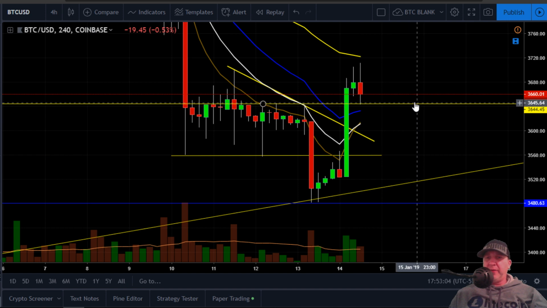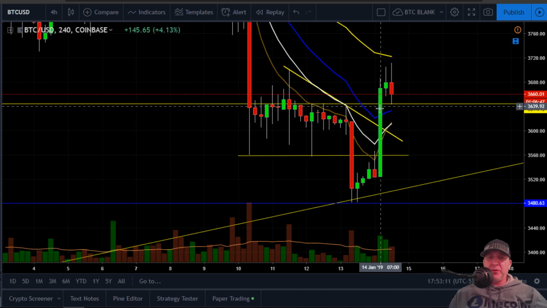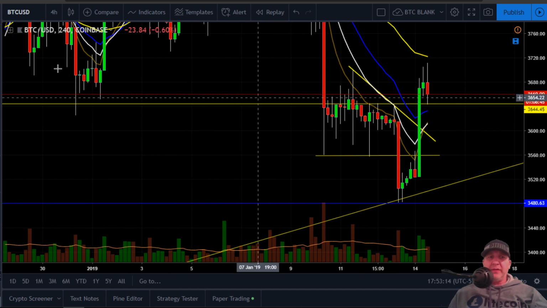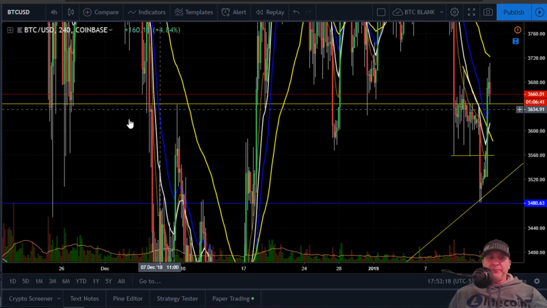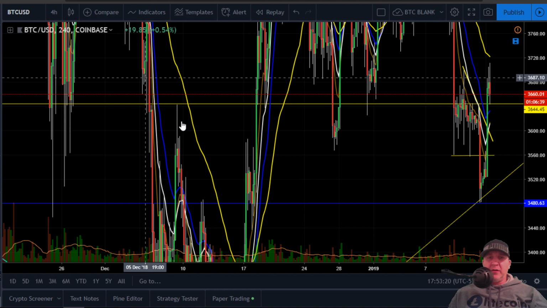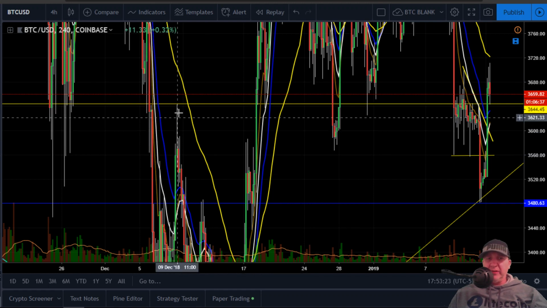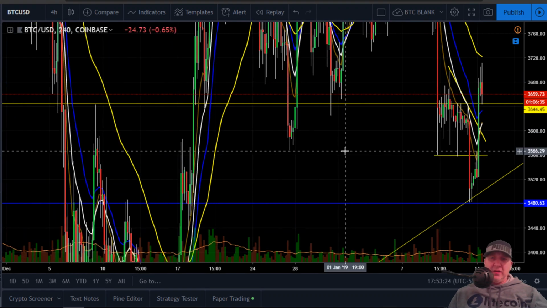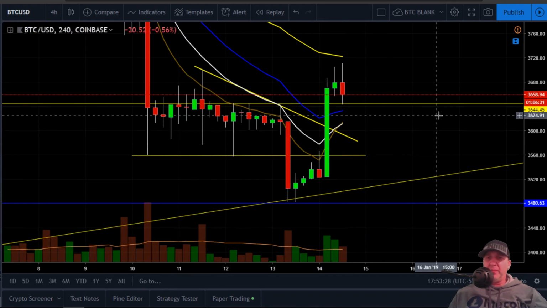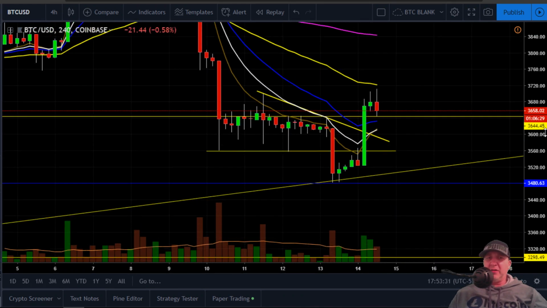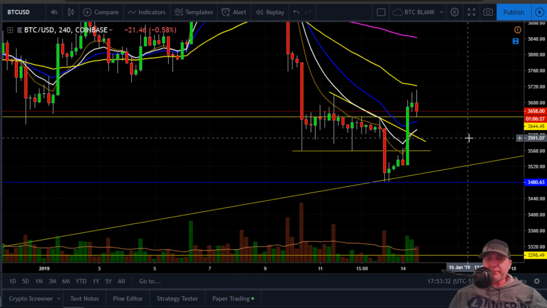But it looks like we've found support now on the 3640, 3644 area right here. And that's a pretty strong support, I think. As you can see, we bounced off it over here. A little bit of it over here, right here. It was resistance back here. And I think we have at least another good move up to maybe the $3,800 range, somewhere in there.